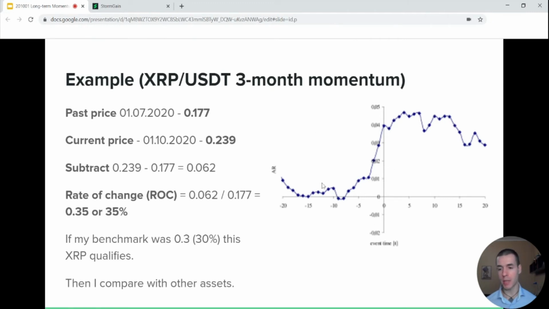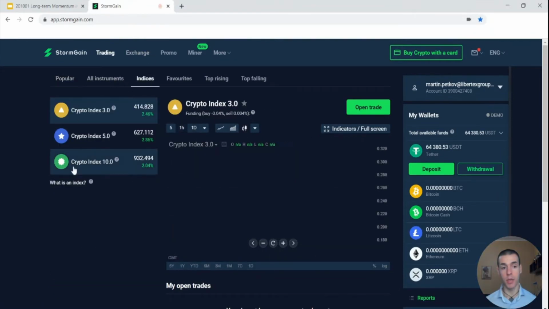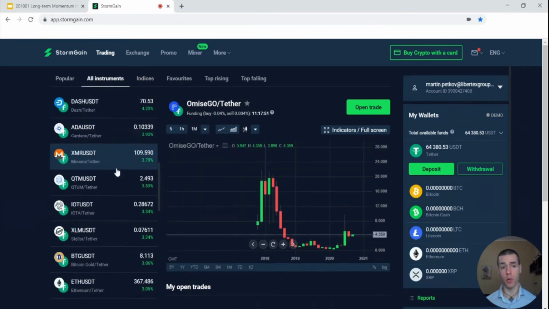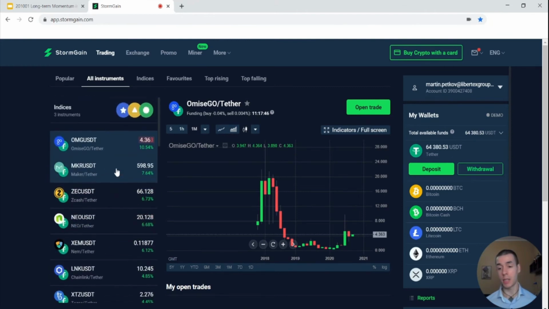Then we do that for a basket of securities. For example, you can take the 10 securities which are part of the crypto index 10.0 on StormGain, or you can go with a wider universe of securities. You can simply do the calculation for all the instruments over on StormGain, and once you have your setup in Excel, you can very easily update the numbers each month.